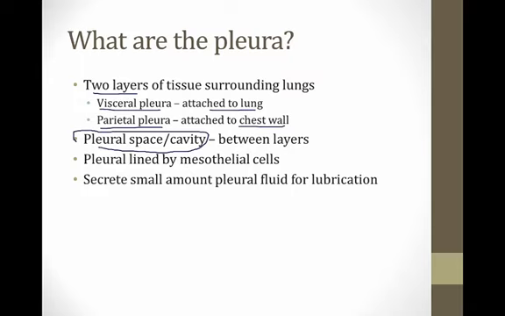Now the pleura are lined by cells called mesothelial cells, and you should remember that name because later we'll talk about mesotheliomas, and these are tumors that arise from the pleural cells. And the pleura secretes a small amount of fluid into the pleural space for lubrication, but it's a very small amount and it's always found there under normal conditions.